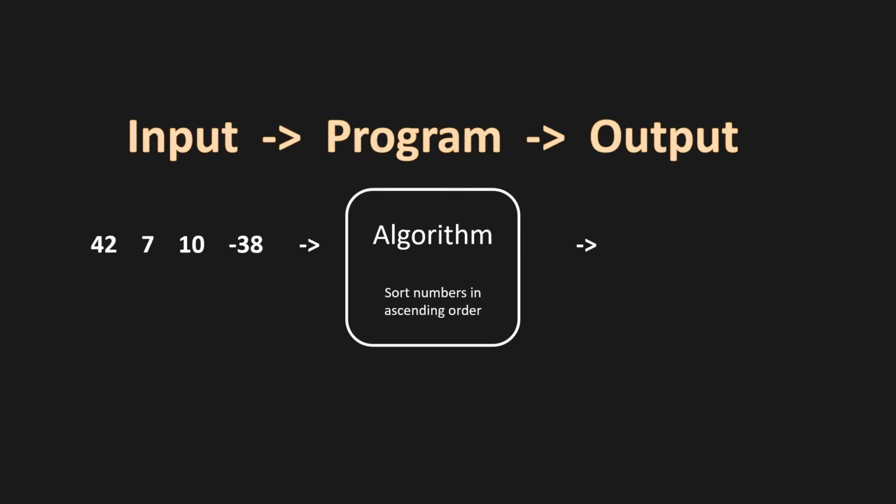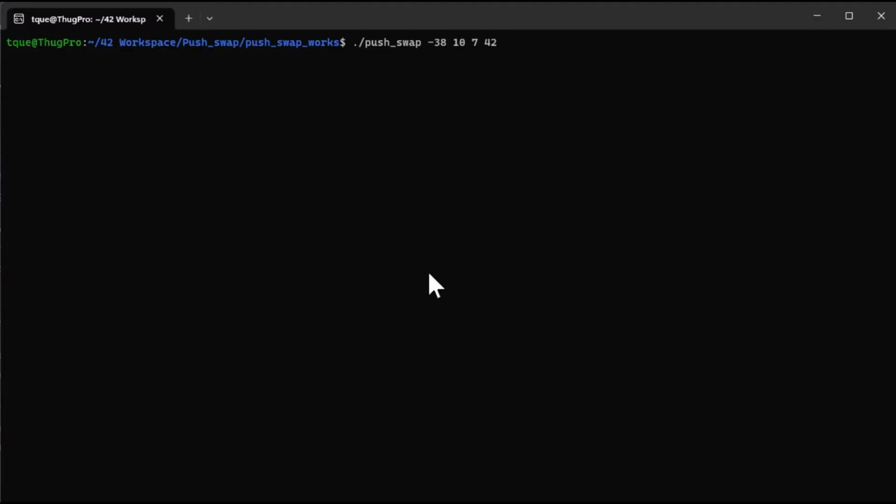Our algorithm will consist of swap, rotate, reverse rotate, and push operations, and we will talk more about these later. After taking in an input of numbers and passing them through our algorithm, our program should output the list of operations that it's done.